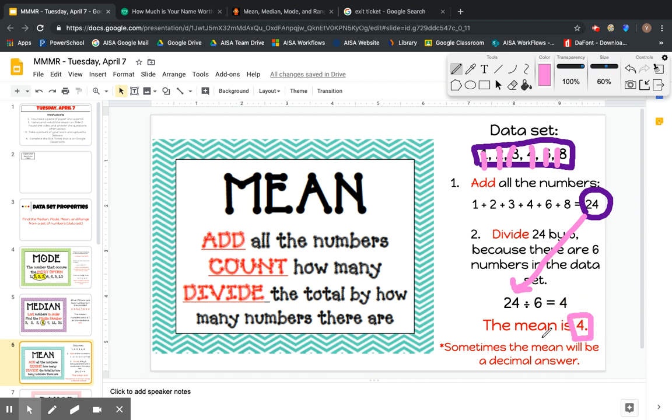Sometimes your answer will have a decimal, and that's also okay. So in this scenario, it just worked out perfectly. 24 divided by 6 equals 4. So add your numbers first, count how many numbers you have, and then divide the total by how many numbers there are.